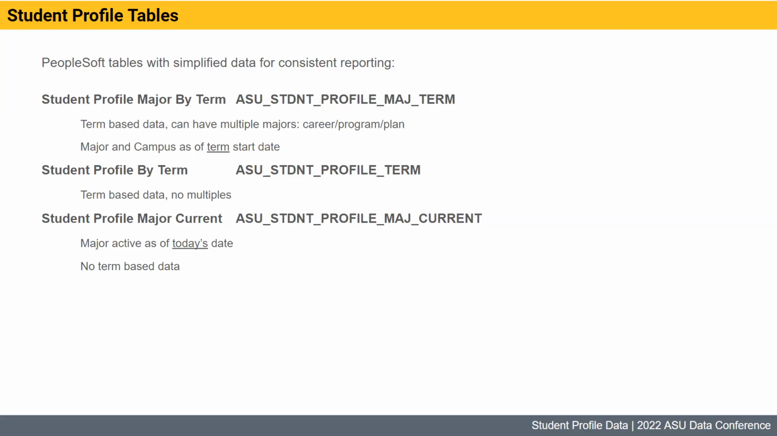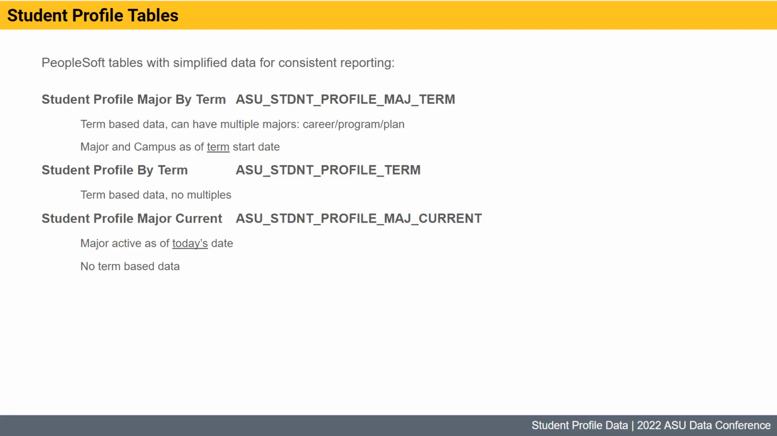So there's student profile major by term. And what that means is it has all of the major related data about a student. It's their program plan, sub-plan, campus, admit term for that plan. All of that stuff is in that table. And it's by term. Well, you might know this, but major is not natively by term in PeopleSoft.